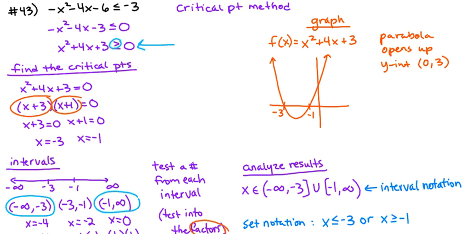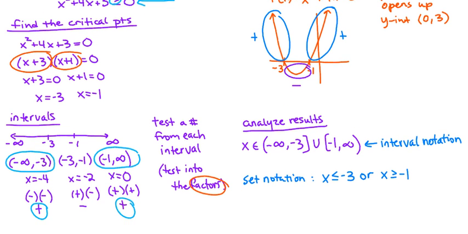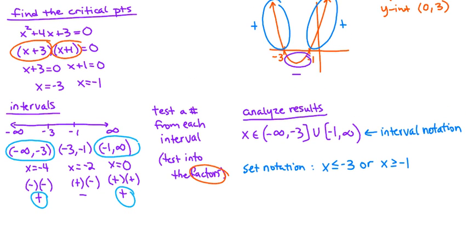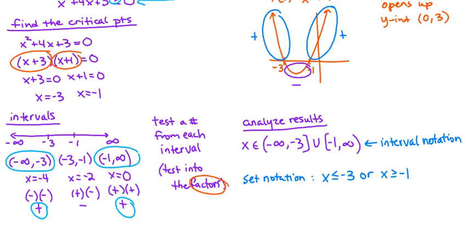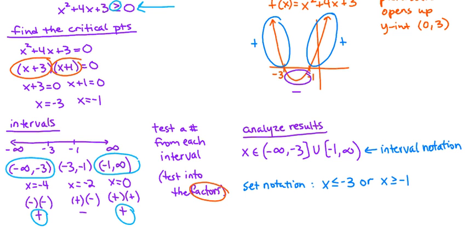Well, look at the behavior of this parabola. Because it was opening up, we have a section that has positive y values, another section that has positive y values, and a section that has negative y values. It goes positive, negative, positive, just like we saw when we did the critical point method and we tested numbers into intervals. We had positive, negative, positive. So these are telling us the same thing. This is a good validation of what we saw algebraically.